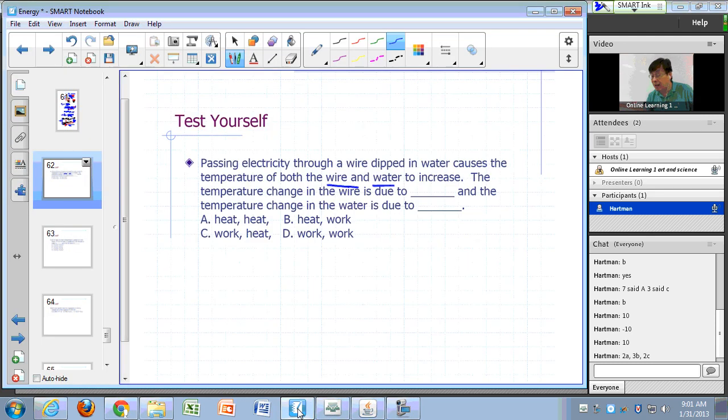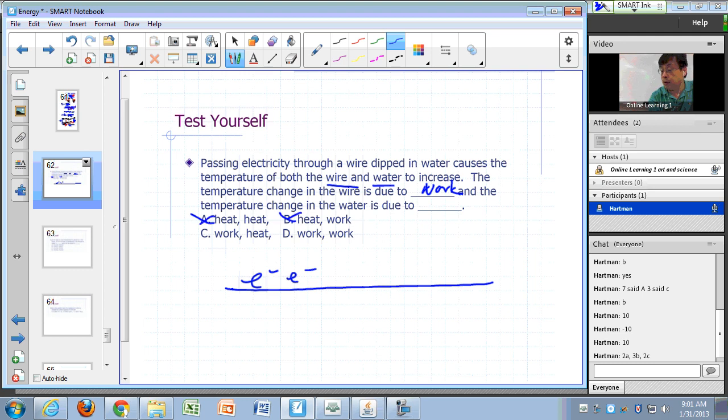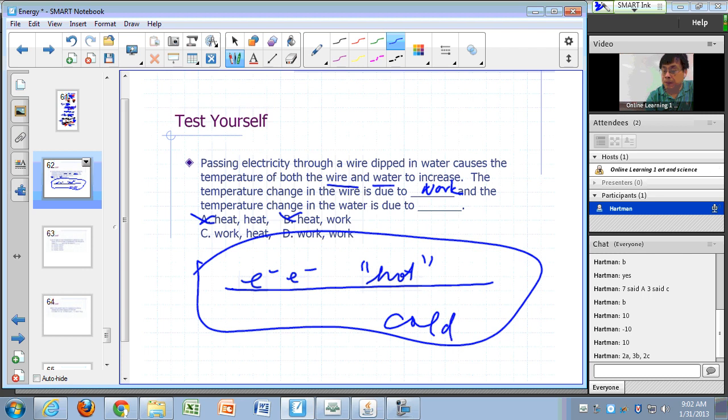So you have electrons going through a wire. That's electrical work. So it's not A, it's not B. By passing electrons through your wire, it now becomes hot, and the water around it is cold. So the transfer of energy between the wire and the water would be heat. So the answer is C.